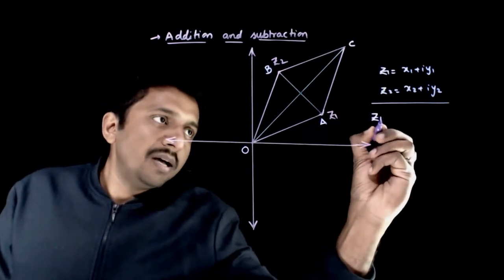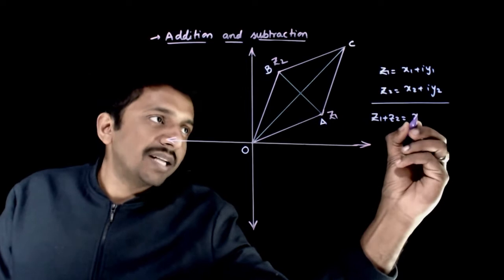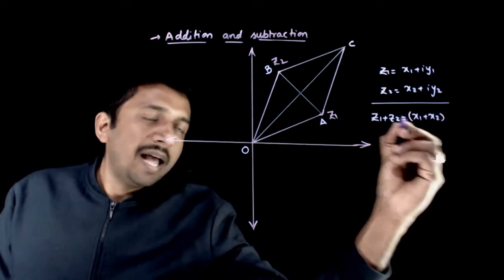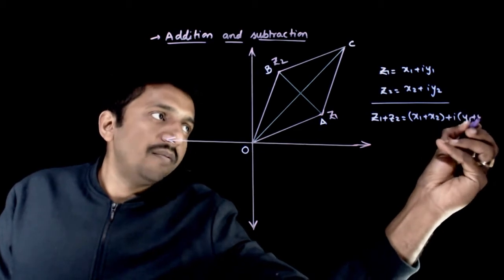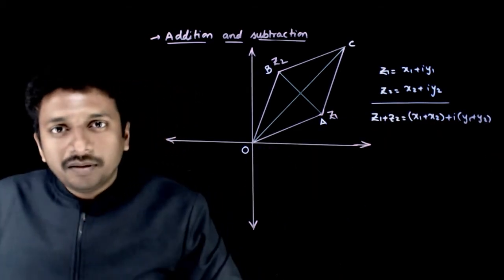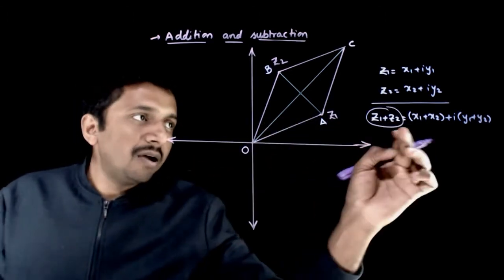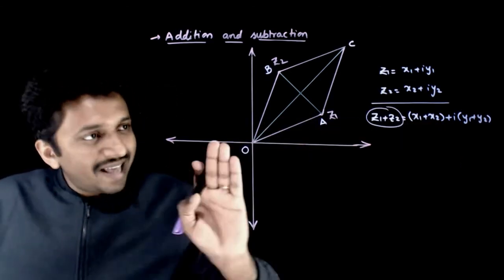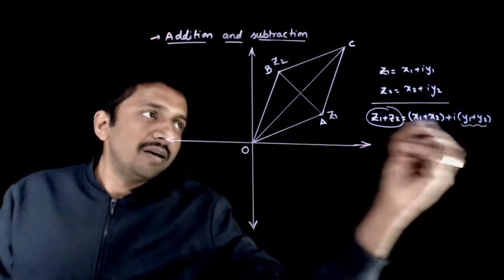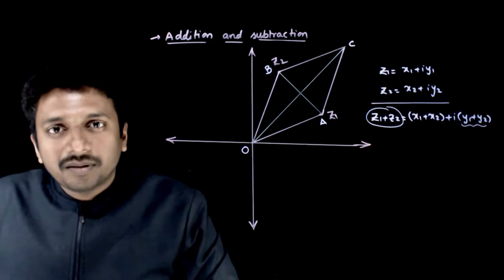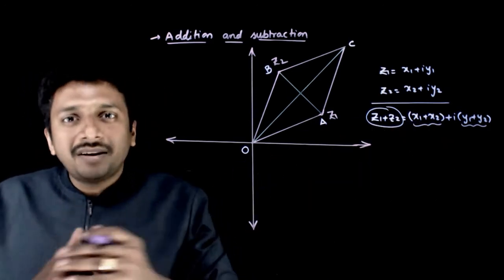So z1 plus z2 is nothing but we add the real components x1 plus x2 and we add the imaginary parts separately, i times y1 plus y2. So for the complex number z1 plus z2, the real component is x1 plus x2. That is, the x component is x1 plus x2 and the y component is y1 plus y2. So did you come across this sort of addition somewhere else?